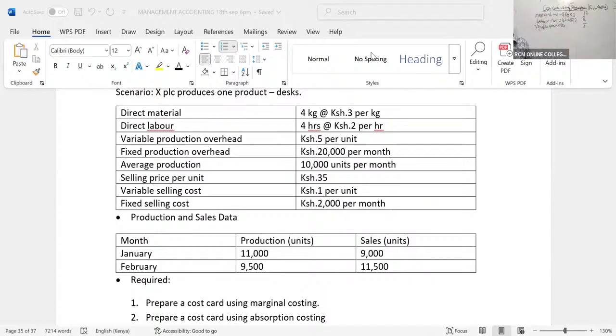So in this case here, you must come and introduce the fixed production overhead. So you must introduce the fixed production overhead.